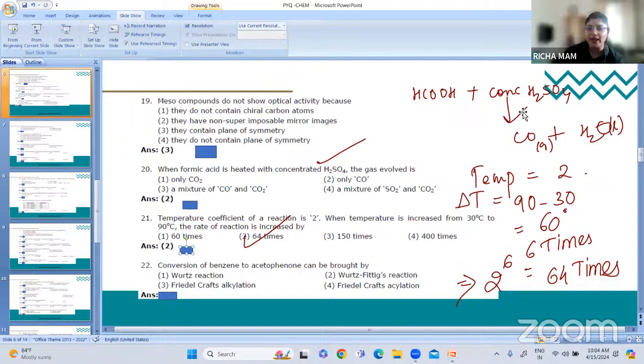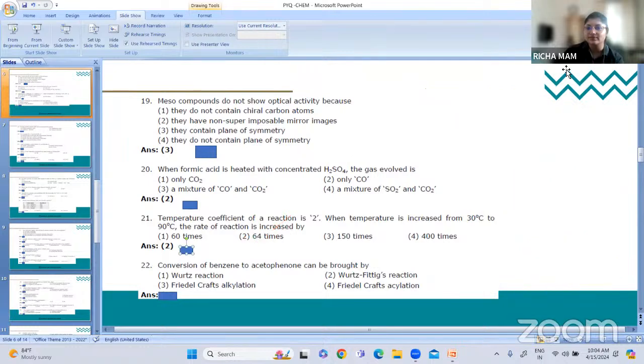Benzene to acetophenone can be converted by. So it can be converted by what? It can be done by Friedel-Crafts.